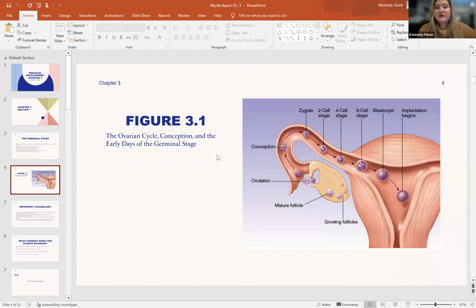So figure 3.1 in the book shows a great visual description of the ovarian cycle, the conception, and finally the early days of the germinal stage. So as you can see, there is a zygote. It goes to 2 cells, 4, 8, and keeps moving upward in size. This is part of conception. It will finally implant itself in the uterine wall.